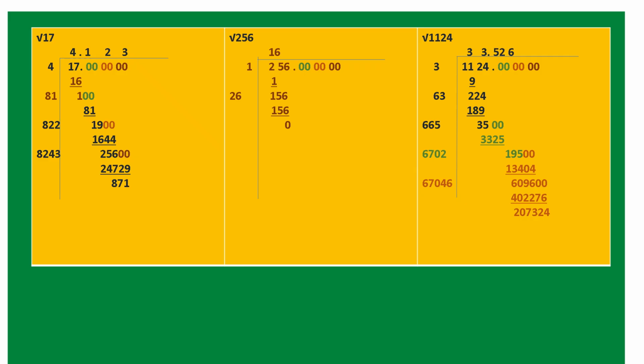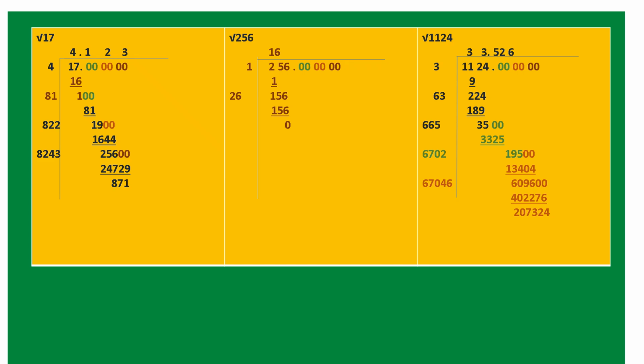Considering 0, now what do we have as a divisor? The quotient now is 4. I'll multiply it by 2 to get 8. I choose 1, so that 81 multiplied by 1 gives rise to 81, so that I get the remainder as 19, which is not more than 81. I'll bring down the next two set of zeros.